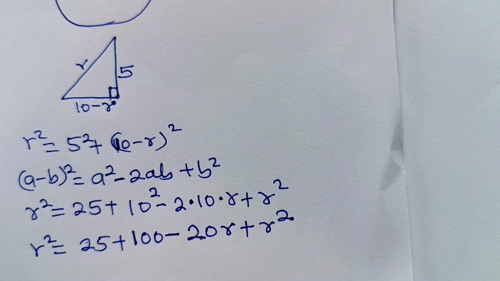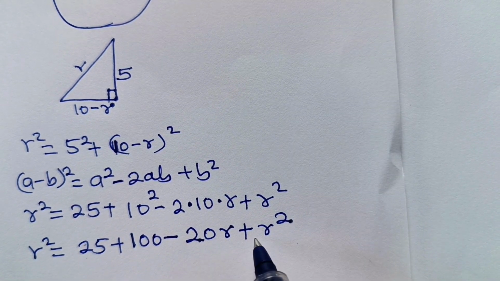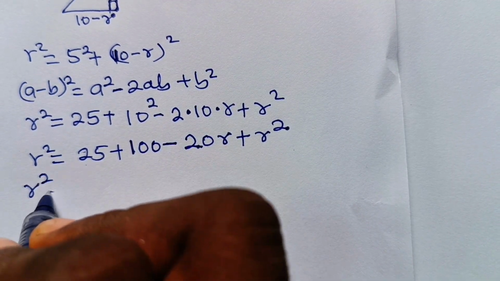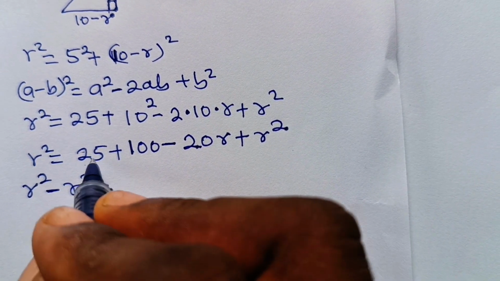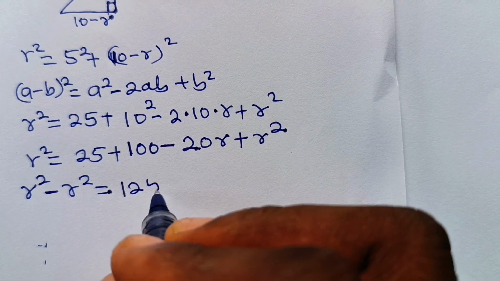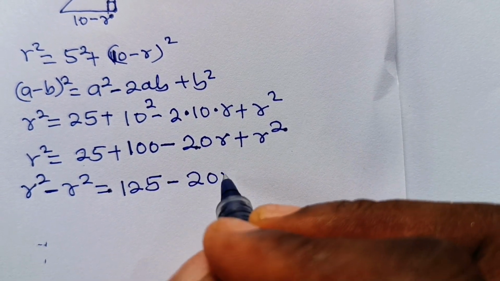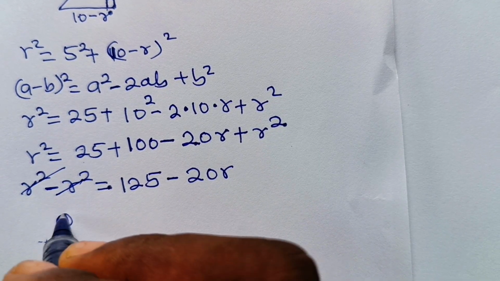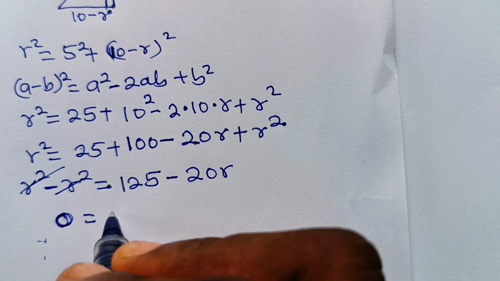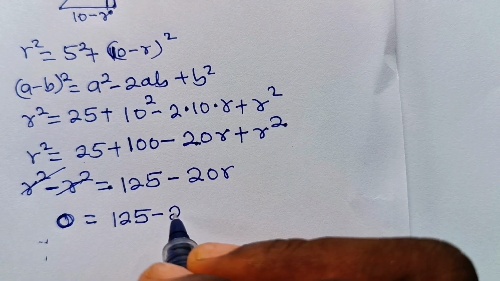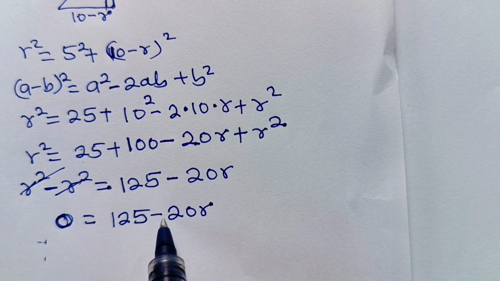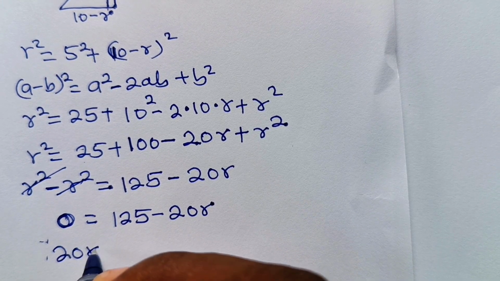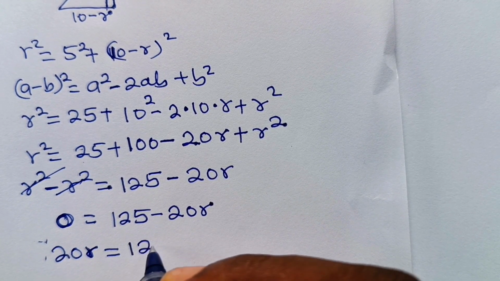Now let's collect like terms. Let's bring this r squared here, so it becomes r squared minus r squared is equal to 25 plus 100, which is 125, minus 20r. Now r squared minus r squared gives us 0, so we have 0 is equal to 125 minus 20r. Let's transfer this 20r to this side. It becomes plus 20r, so we have 20r is equal to 125.